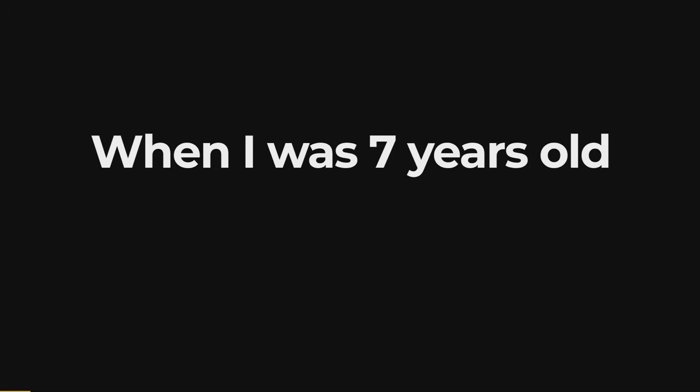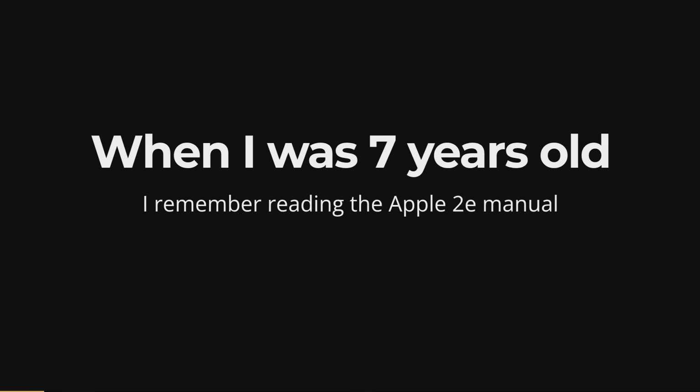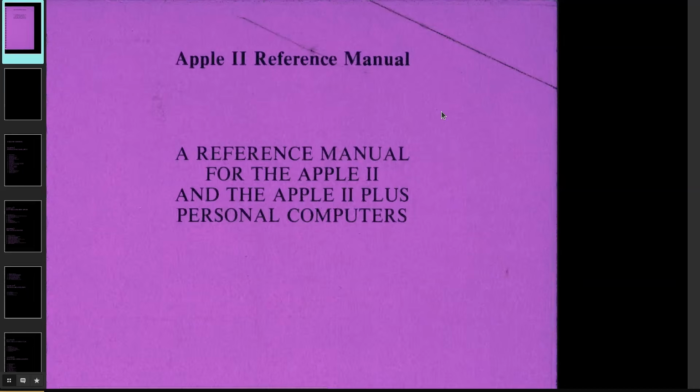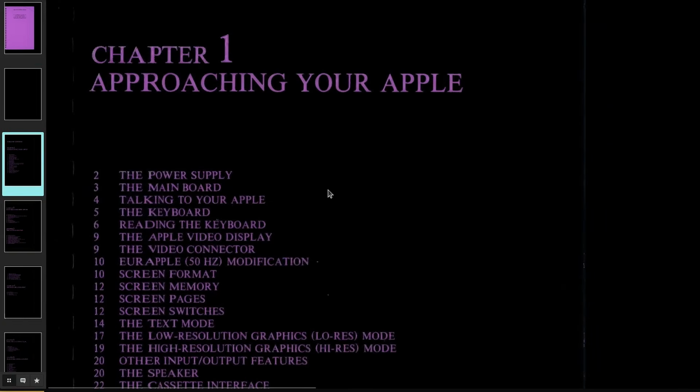So, when I was 7 years old, I remember reading the Apple IIe manual. And I think I just got to show this because it's kind of hard to really grasp unless you see it. So this is the Apple II reference manual. This has been basically converted to dark mode. But yeah, I just wanted to show a little bit about what's in here.